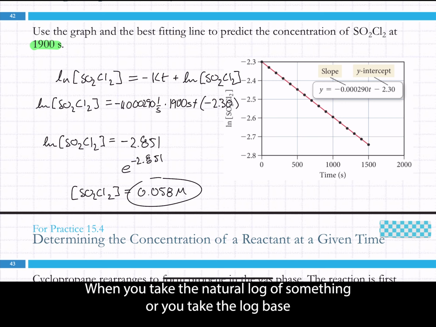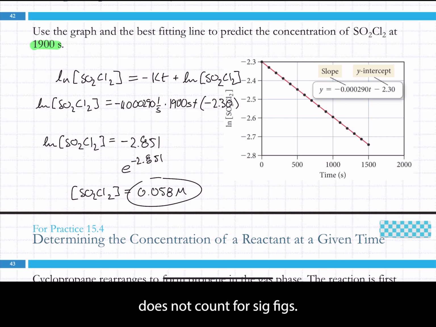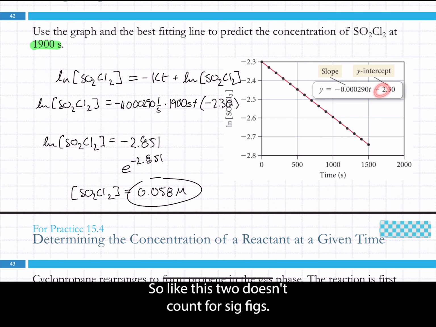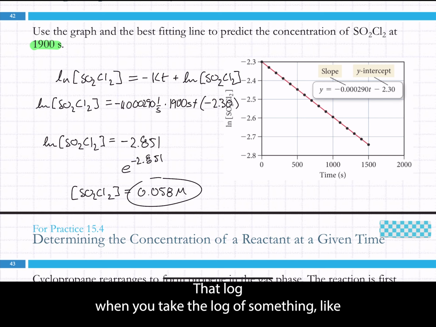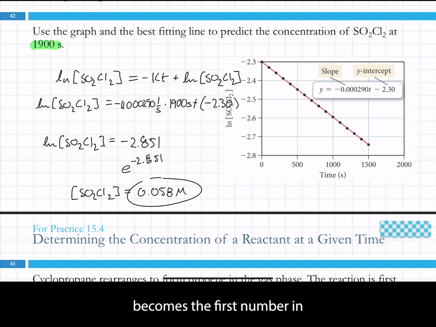When you take the natural log of something, or you take the log base 10 of something, the number before the decimal does not count for sig figs. So like this 2 doesn't count for sig figs. And that's just because of the way the logs work. When you take the log of something, like if we did the pH, right? You take the log base 10.